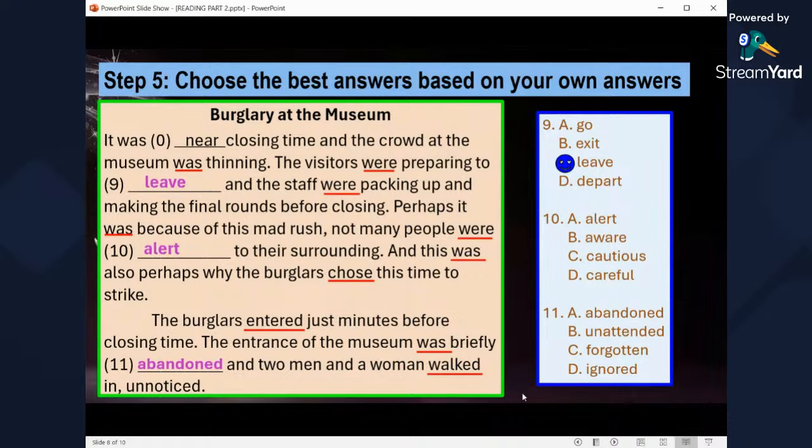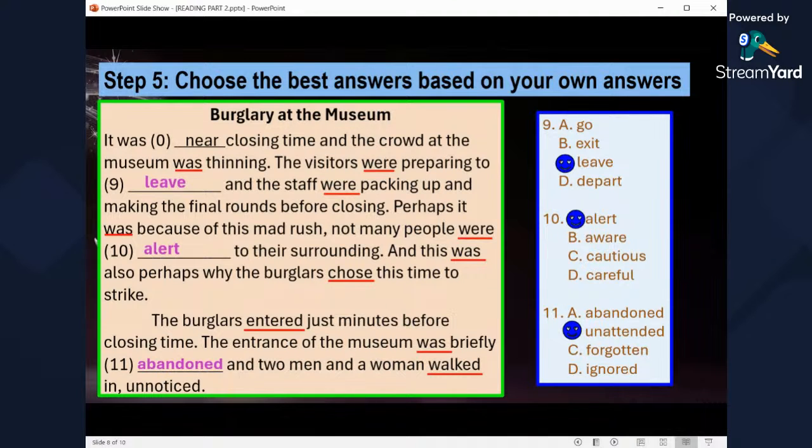Then the next one, number 10, because you have people choosing alert, you have people choosing aware, you have people choosing a lot of answers. Cautious you have, but I don't have anybody with the word cautious. You have alert, you have aware, sorry, conscious, aware, vigilant. All right, aware got 2. And then you have cautious.